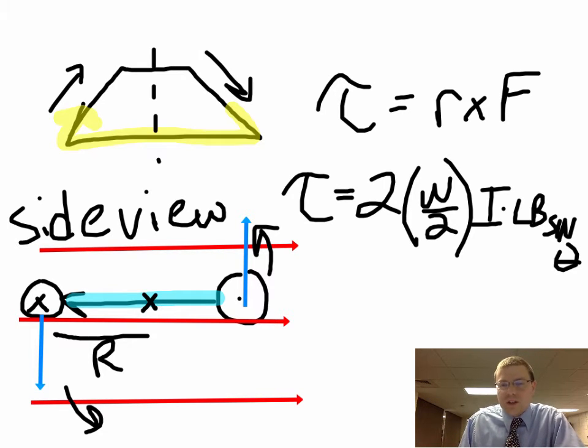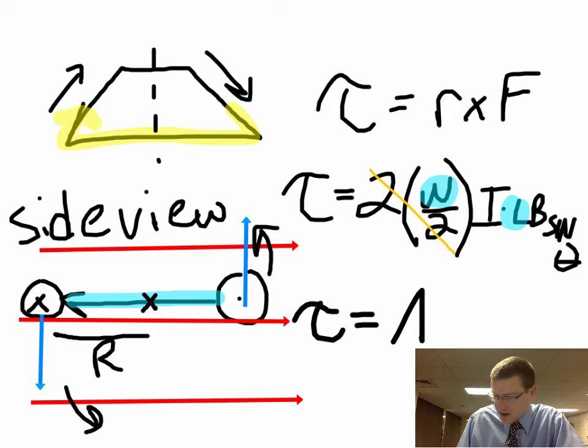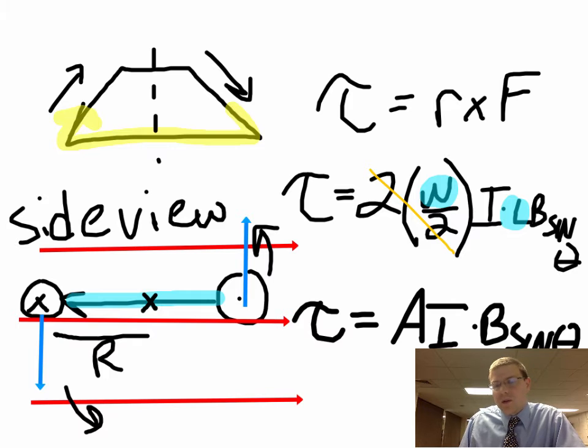So if we look at our equation here, we've got the length of the wire, we've got the width of the wire. So if we go back to our equation and see if we can simplify things at all, we can get rid of the 2 here, and let's solve for the torque. Well, I've got width times length. That would be the area of our loop. So we can write our equation as area times current times B sine of theta. So this is how we can find the torque on a current carrying loop.